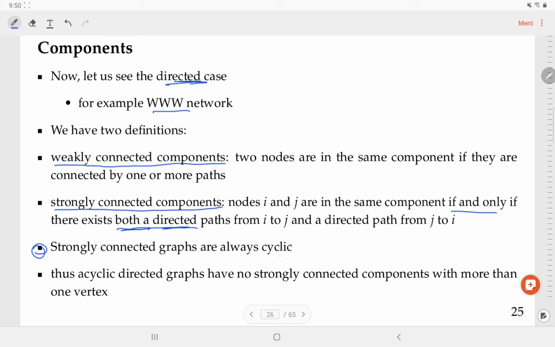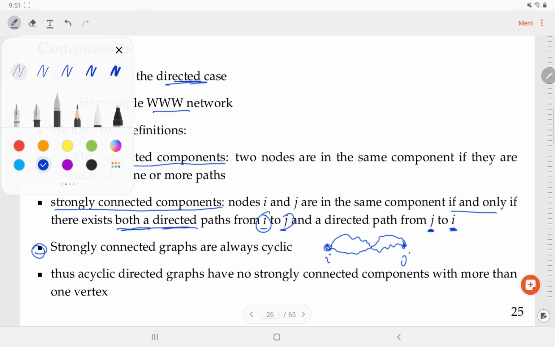I think it's relatively easy to see that strongly connected graphs are always cyclic. It means that they contain a cycle, of course, because we have a path from I to J, and then we also have a directed path from J to I. So either the cycle starts from I, goes to J, and then on the way back comes from J back to I, or maybe there could be a path which goes like this, where this is I and this is J, and this should be directed, and then on the way back it comes like this.